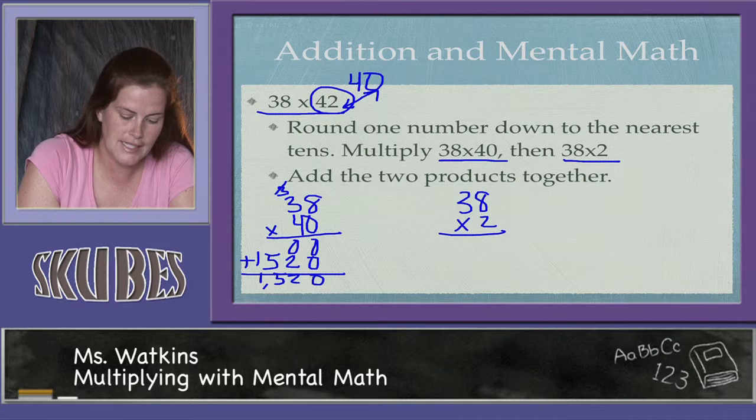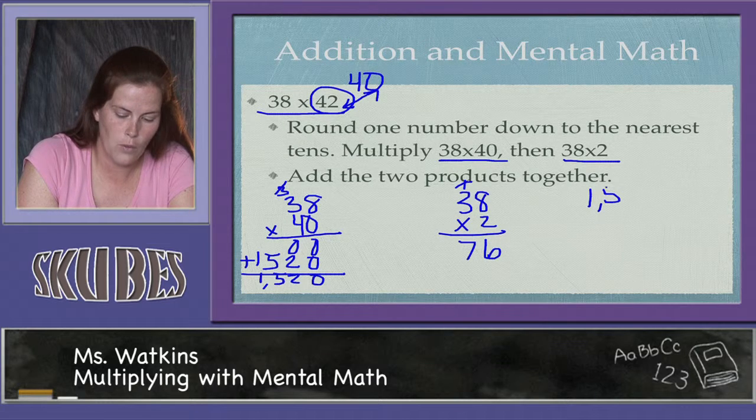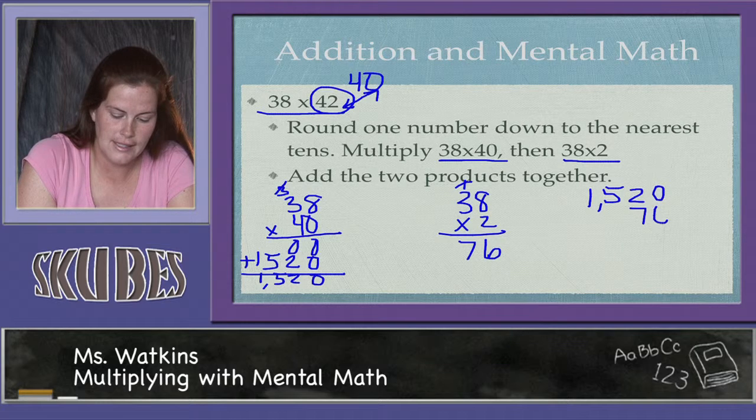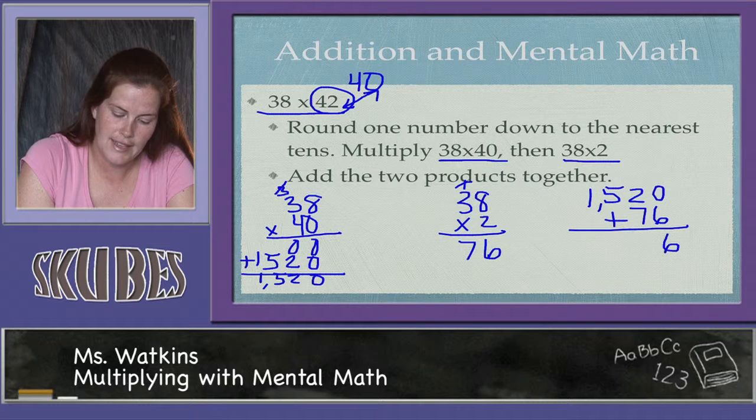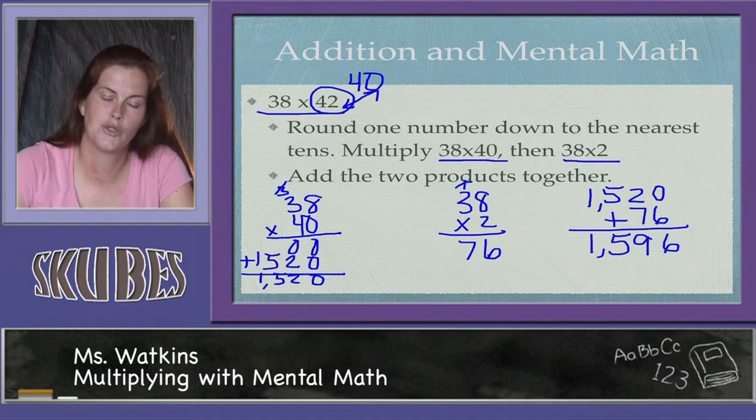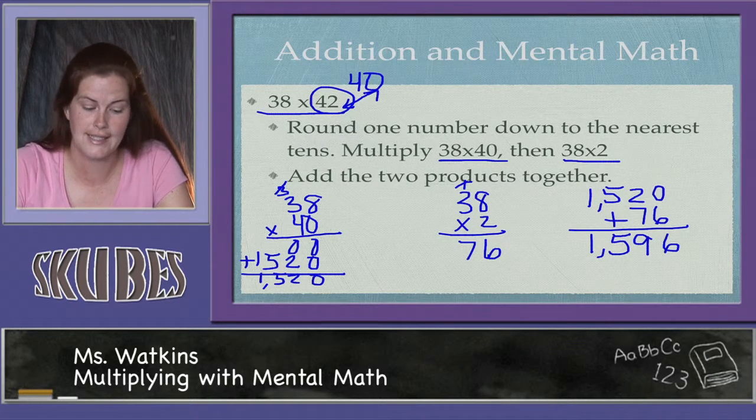2 times 8 equals 16. Write down your 6, carry your 1. 2 times 3 equals 6, plus the 1 you carried equals 7. And so I will add these two products together. 1,520 plus 76. 6 plus 0 equals 6. 7 plus 2 equals 9. 5 plus 0 equals 5. And 1 plus 0 equals 1. So our answer is 1,596.